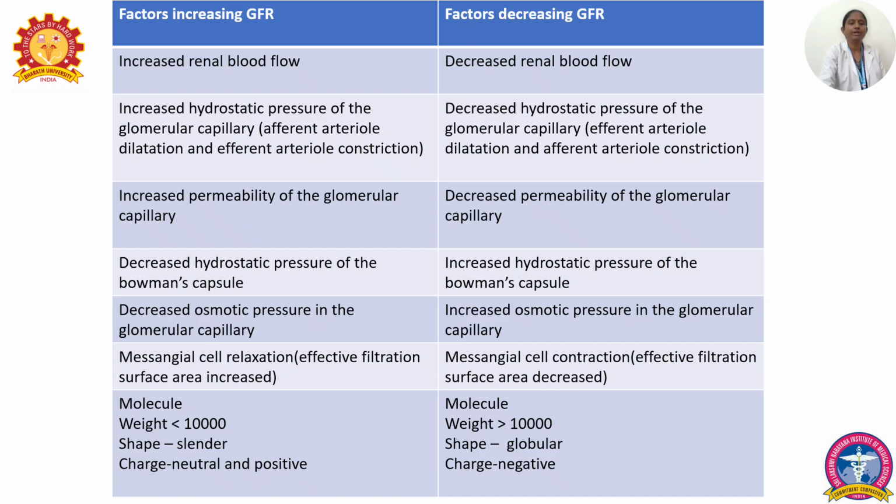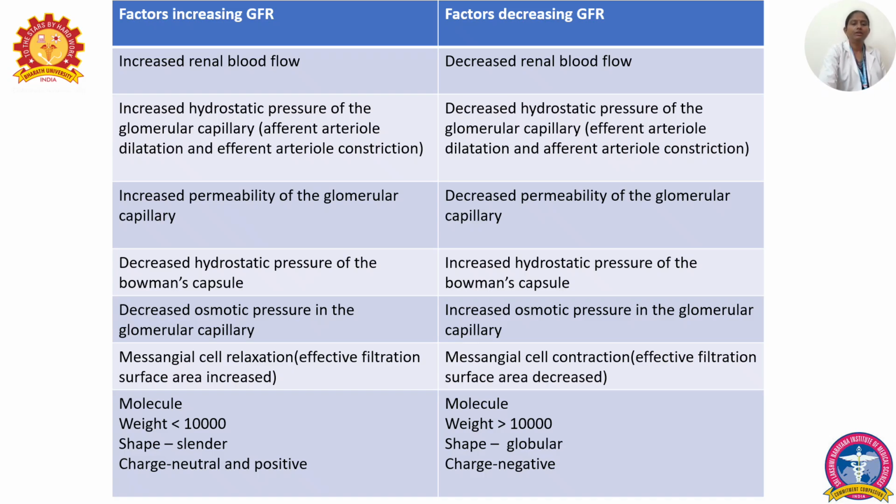Then the next point, mesangial cell relaxation. This is present in the layer. Whenever it is relaxed, the surface area available for filtration to occur is larger. So when the surface area available for the filtration is larger, there will be increased filtration, aiding in increased GFR. But whenever the mesangial cell contracts, the surface area available for filtration will be decreased, thereby decreasing the filtration rate and GFR.